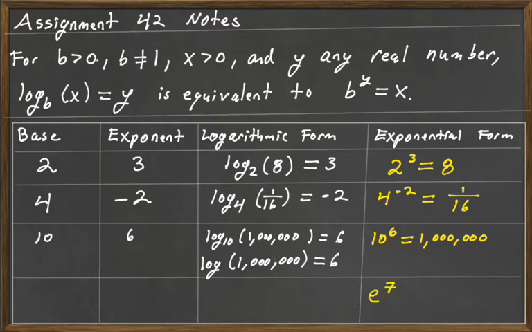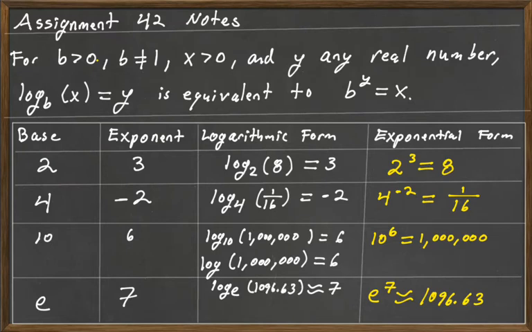Alright, let's try one more. Let's say that we have e raised to the 7th power is approximately 1096.63. So the base there is e, the exponent is 7, and so we have log base e, and remember the log is equal to the exponent. I rounded, so that's why we have the little squiggly equals for approximate. So this is approximately 7, log base e of 1096.63. Now, if you remember from the previous video, log base e had its own special notation. That was the natural log, ln. The natural log of 1096.63 is approximately 7. Okay?